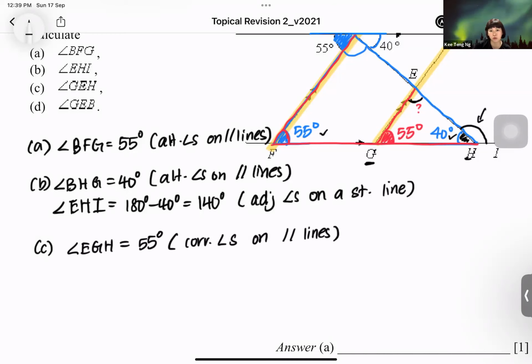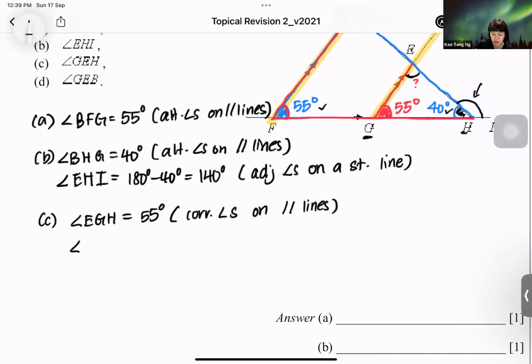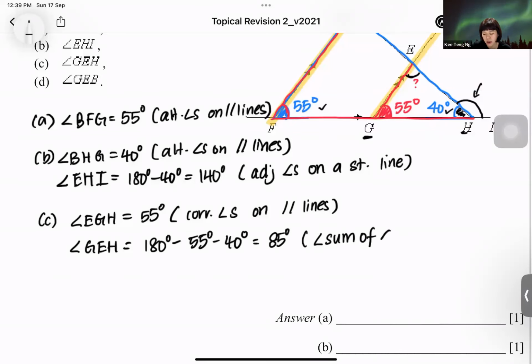Then after that, if I want to find angle GEH, that will be the angle sum of a triangle. So it's 180 minus 55 minus 40. And what do we get? The answer is 85 according to my calculator. So this one is angle sum of a triangle. Some of you like to write sum of angles in a triangle. That also works, it's still the same property.